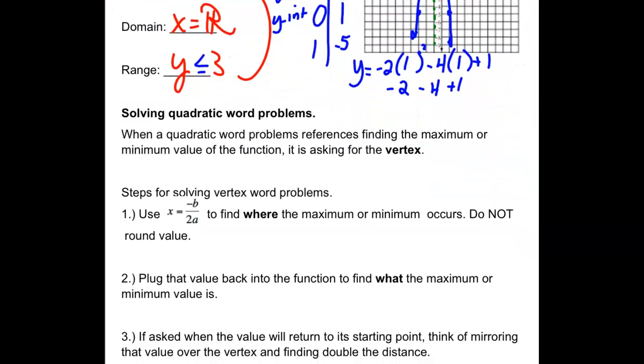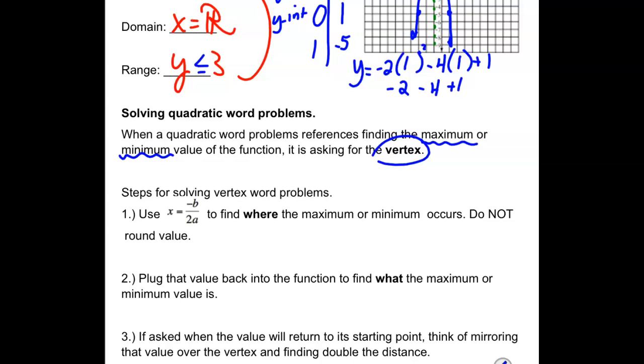All right, so the main focus today is on solving quadratic word problems. When a quadratic word problem references finding the maximum or minimum value of a function, it's really asking for the vertex. We've been doing that with our graphs, finding a maximum or minimum value by looking at our vertex.